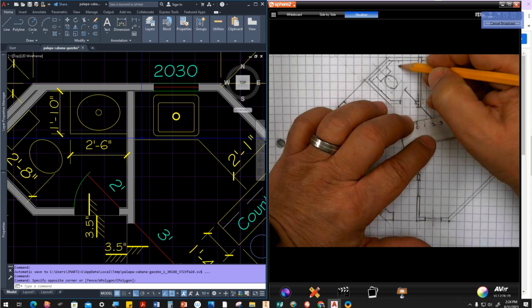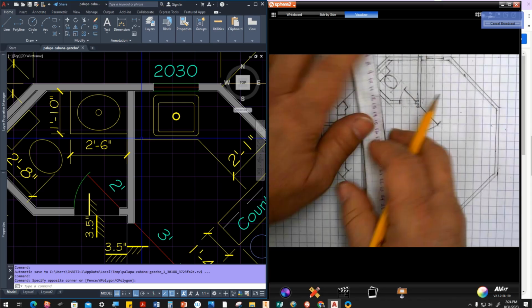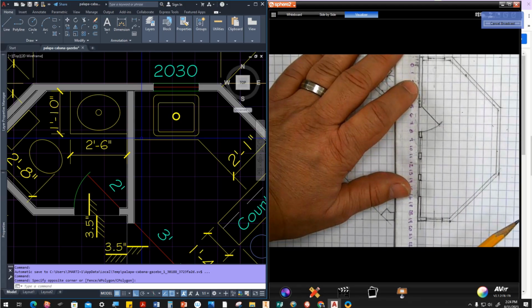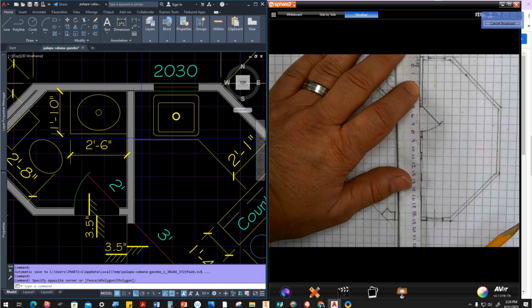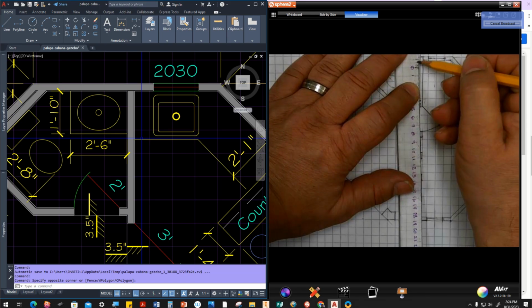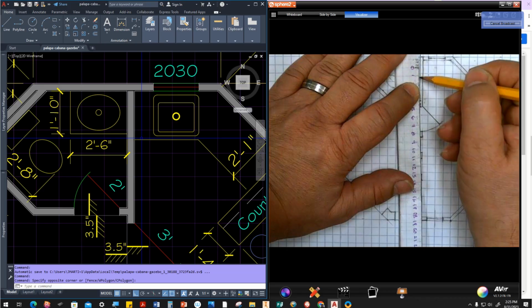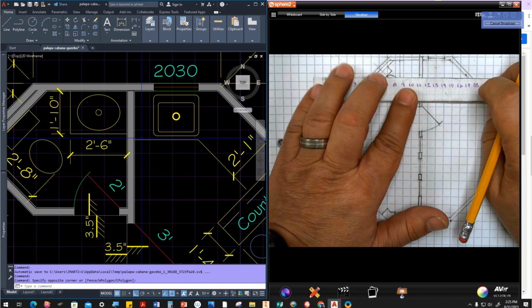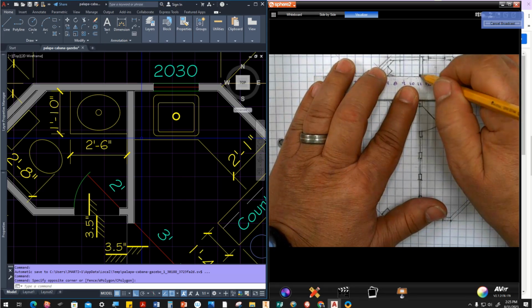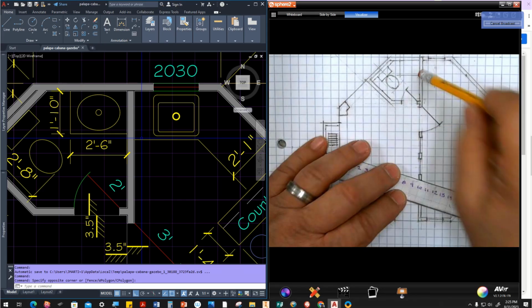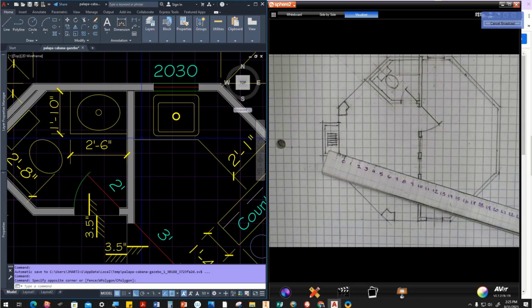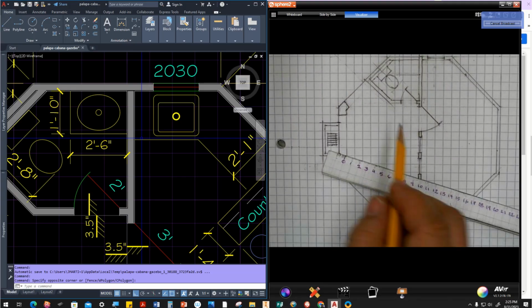And that's one line you need. And the depth is 1 foot 10. Here's 1 foot, 1 foot 4, 1 foot 8, 1 foot 10 here. And draw a parallel line. There you have the dimensions for that sink cabinet. That should be enough to accommodate a sink.